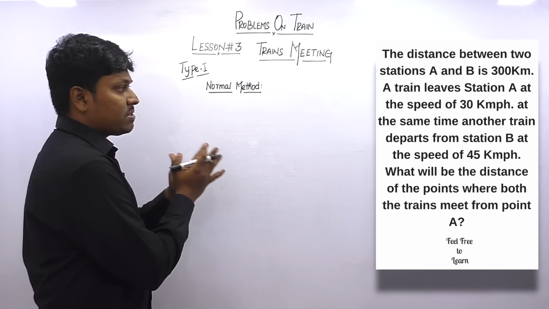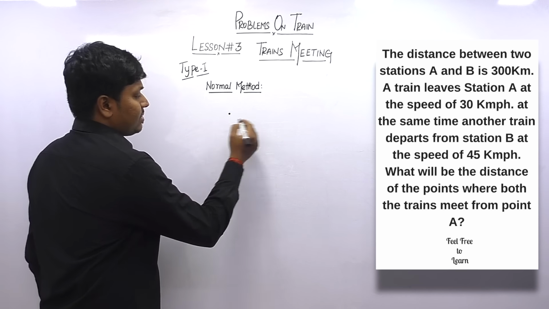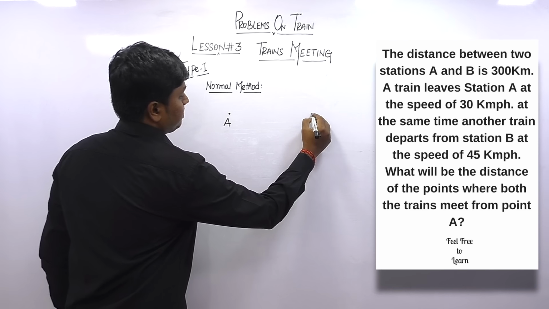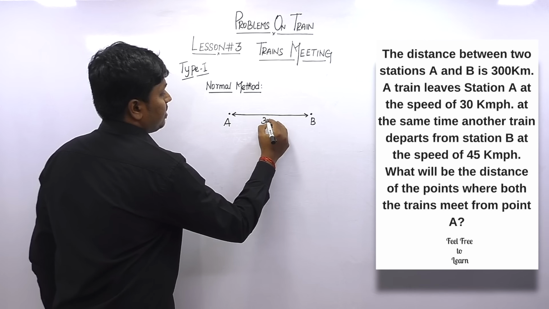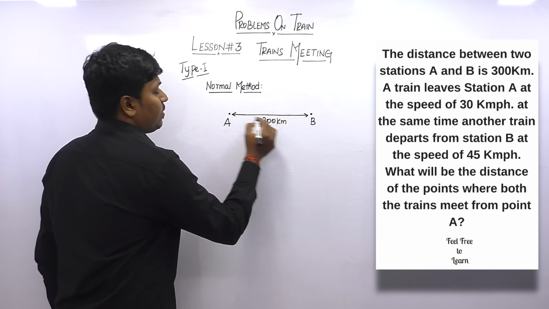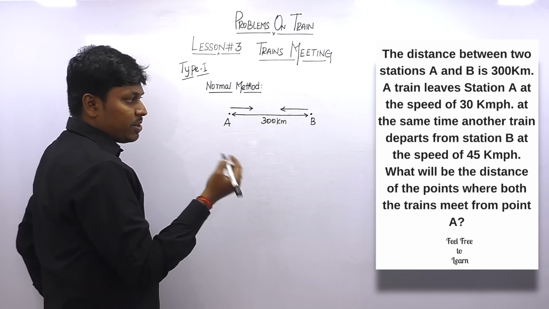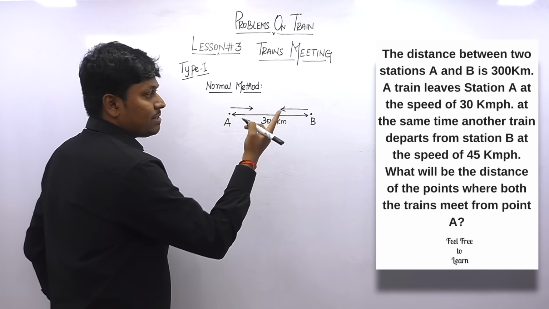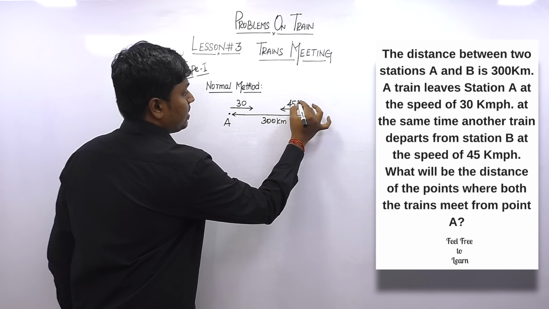So let me solve this question initially by the normal method, right? So we can fix this as two stations, station A and station B. And the distance is also given, that is 300 km. And what they are saying is, one train starts from A to B, another train from B to A, where the speed of the train is also given. The first train speed is 30 km per hour and the second train speed is 45 km per hour.